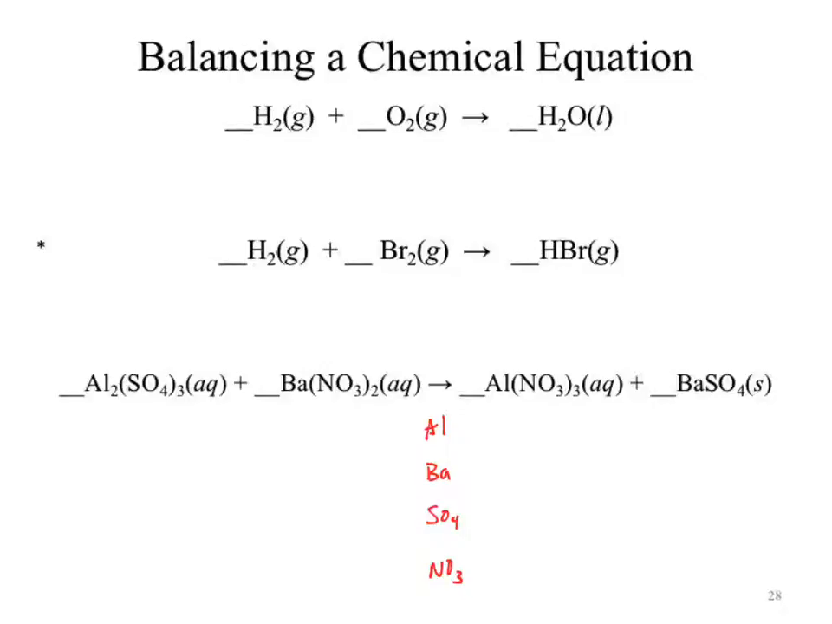Should we go through and balance this one again? I heard some yes. How many aluminums do we have on the left? And on the right? 1. So we have to fix that. The aluminums must balance out. How do we fix that? We'll change the coefficient in front of that so that we now have 2 aluminums on the right.